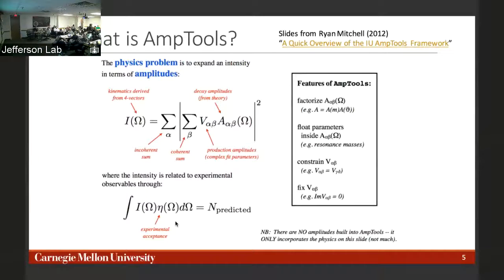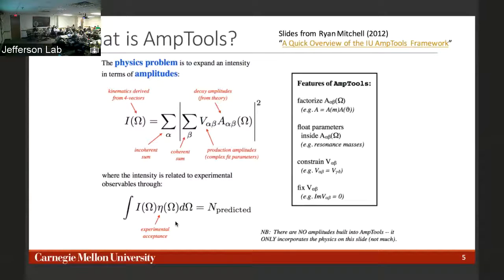So basically, this is how AmpTools is designing the problem for you to solve. You're going to try to expand the intensity in terms of these amplitudes. For us, we're just going to have one amplitude that has to do with the spin density matrix, because of the way that we're going to have this toy model work, and I'll describe that a little bit later.